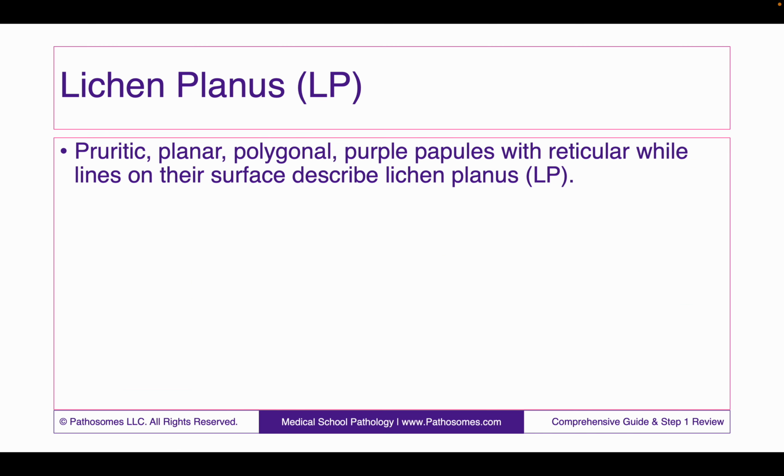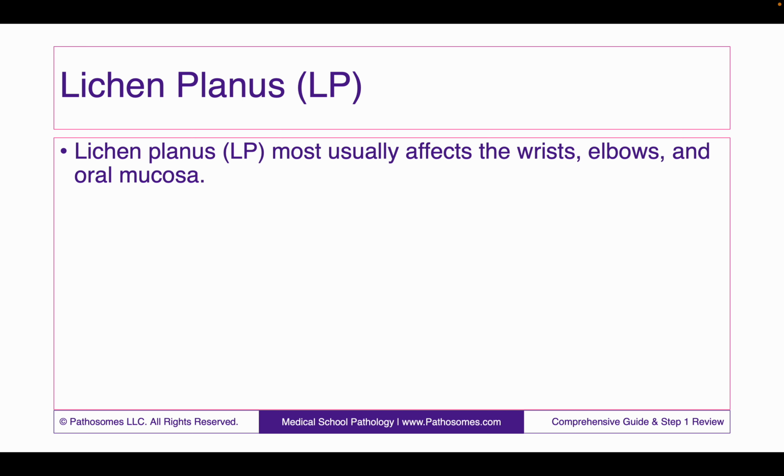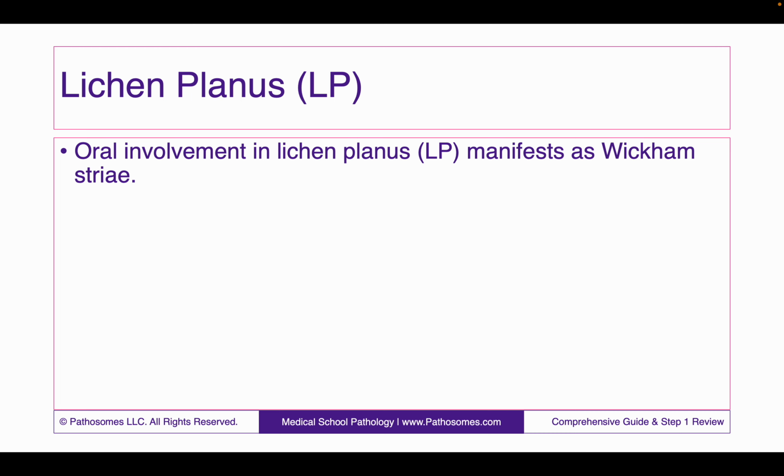Now, Lichen Planus. Pruritic, planar, polygonal, purple papules, the 5 P's of Lichen Planus. Pruritic, planar, polygonal, purple papules with reticular white lines on their surface describe Lichen Planus. Lichen Planus most usually affects the wrists, elbows, and oral mucosa. Oral involvement in Lichen Planus manifests as Wickham striae.